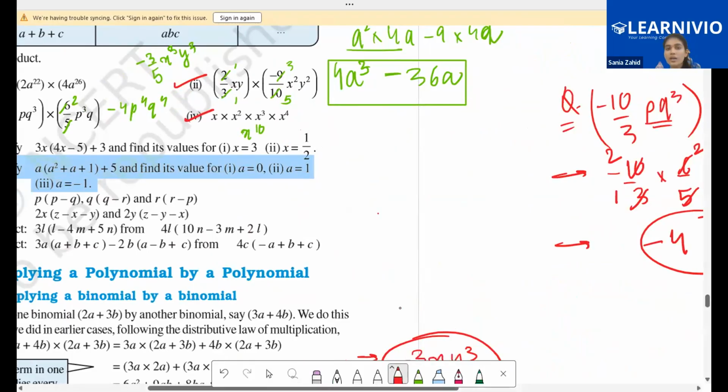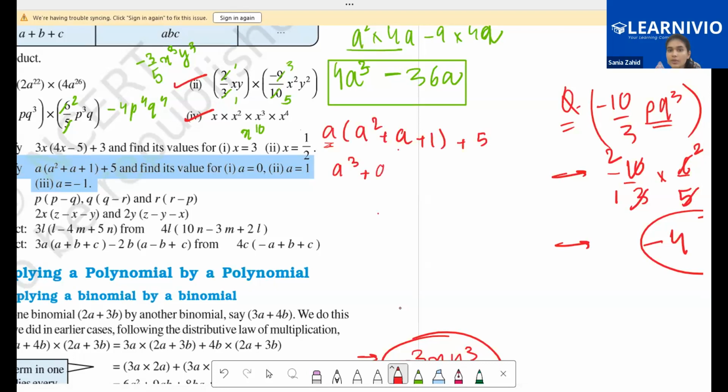Yeah, see, look, Duha, what you will get? First of all, you have a multiplied with a square plus a plus 1 and then plus 5. So first you take this a and you multiply with a square, you get a cube. Plus you take a, you multiply with a, you get a square. Plus you take a, you multiply with 1, you get a. And then plus 5 remains as it is.